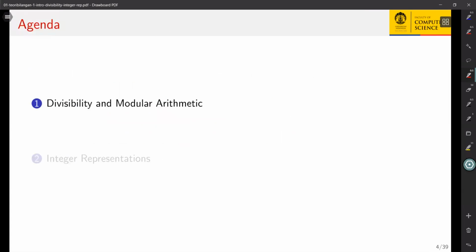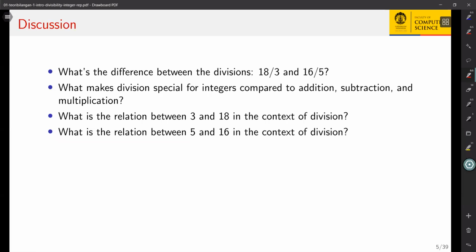Now, let's start with divisibility and modular arithmetic. Let me ask a few questions. What is the difference between the divisions 18 divided by 3 and 16 divided by 5? Can anyone give an opinion? What's the difference? Anybody? The result of 18 divided by 3 will be an integer, whereas 16 divided by 5 will result in a decimal or a floating point number. Okay, that's a very good point. So in other words, does 16 divided by 5 give you an integer or not? It doesn't give us an integer, sir.